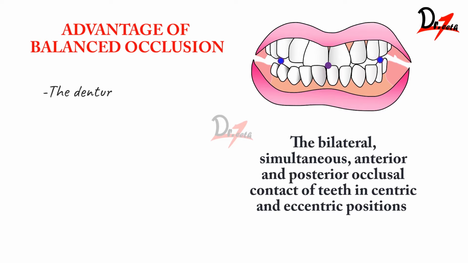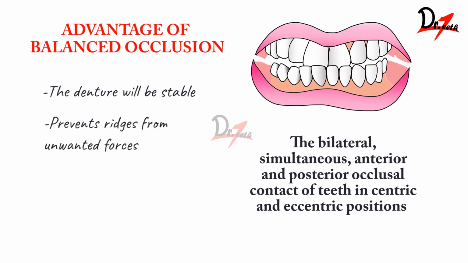What is the advantage of giving balanced occlusion? The denture will be stable. And why is this important? Because it increases the stability of a denture. Also, it prevents the denture bearing area from unwanted forces. Imagine lifting of the denture again and again. This movement of the denture can cause soreness in the denture bearing area and also can lead to increased resorption. Okay, so that is why balanced occlusion is important.